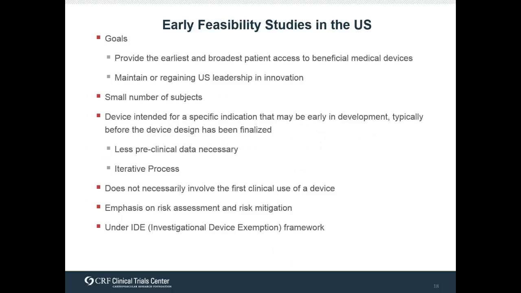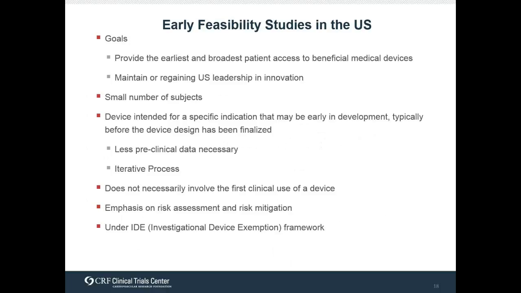The basis of EFS studies is small number of subjects, the device is intended for a specific indication, which may be early in development, sometimes even before the device design has been fully finalized. This means that less preclinical data is necessary, and the whole process is viewed as an iterative process in which, over time, we learn from the results of the EFS, and the product itself, the device itself, may undergo further refinement and development. It may not be the first clinical use, so there might have already been a first-in-human study, but it should be early on in the process.